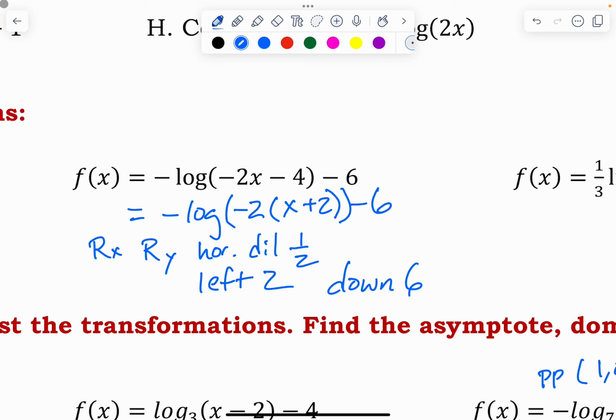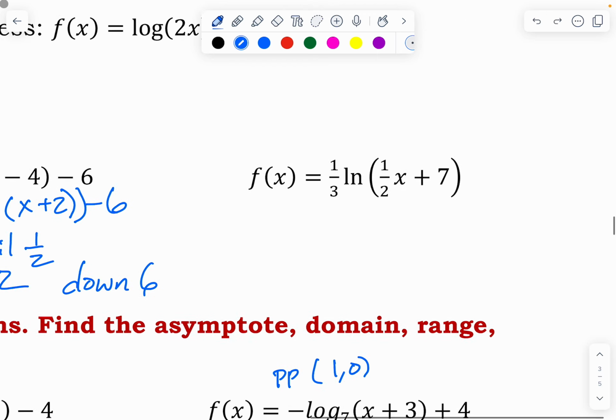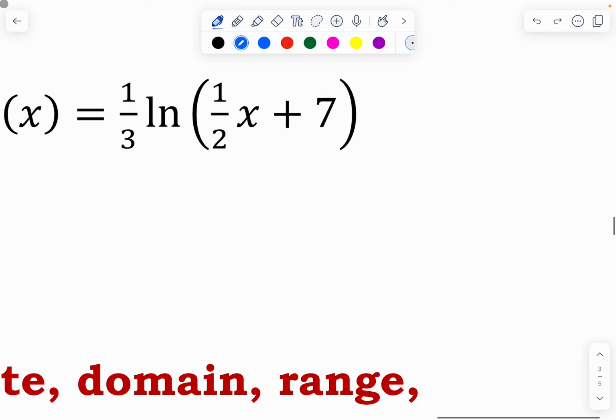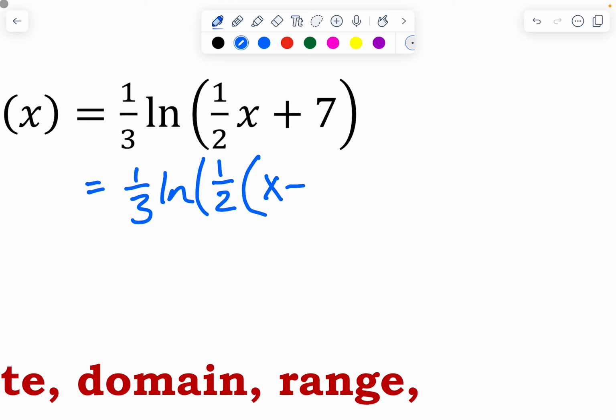That has a whole lot of stuff happening. So we started with a graph that looked like this. Then we reflected it to look like this. Then we reflected it over the y-axis. And so now it's doing something like this, sort of. So anyway, kind of complicated. We'll graph some. Okay, on this one, 1/3 natural log of 1/2 x plus, well, what's half of, I think we're going to have a 14 here.